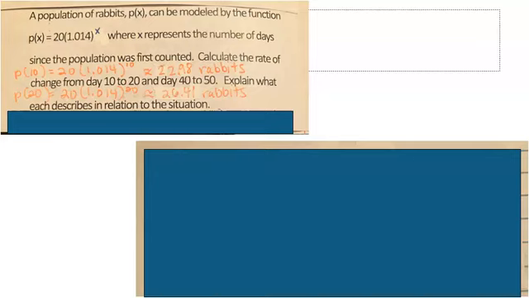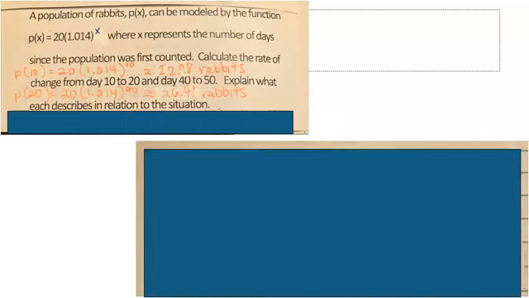So we have a population of rabbits, p of x, and it can be modeled by the function p of x equals 20 parentheses 1.014 to the x power. Now for you, I put a caret key and an x. I went ahead and changed mine so that it had to the x power. It says x represents the number of days since the population was first counted, and it wants to know the rate of change from day 10 to day 20, and then a second rate of change, from 40 to 50 days later.